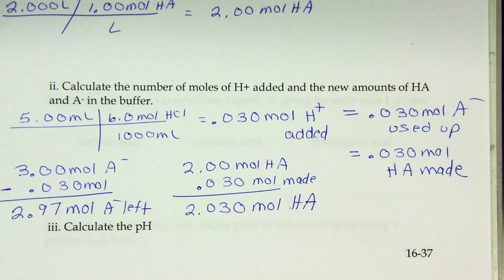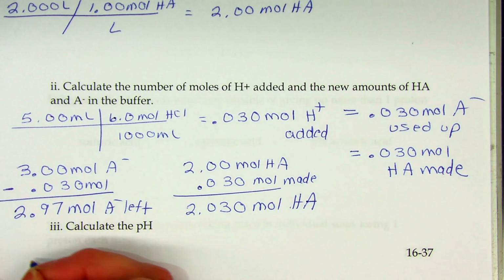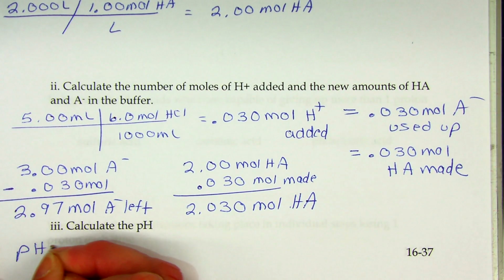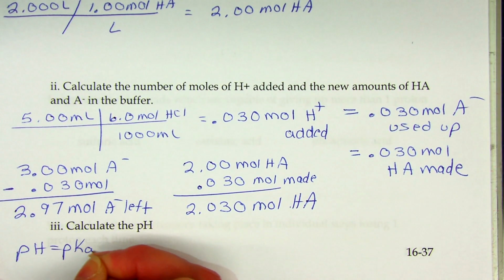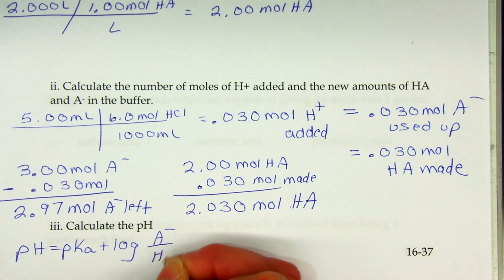So we can cheat our way. Because the ratio of the moles is the same as the ratio of the molarity, we can quick and dirty this and not have to do so much work by using the Henderson-Hasselbalch equation. So the pH is equal to the pKa plus the log of A- over HA.